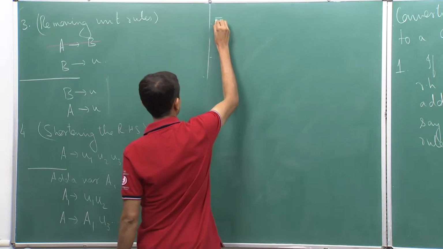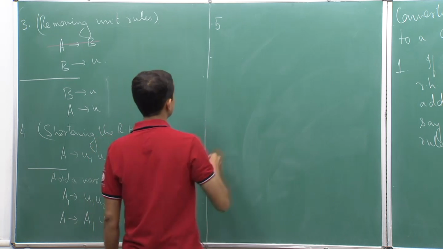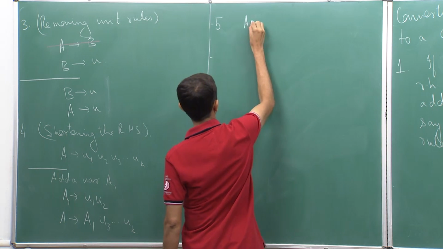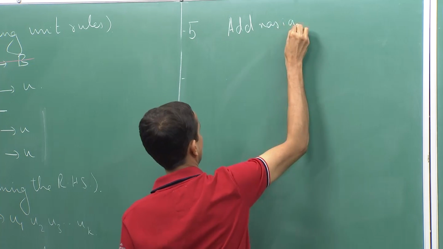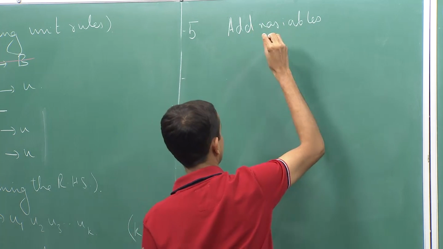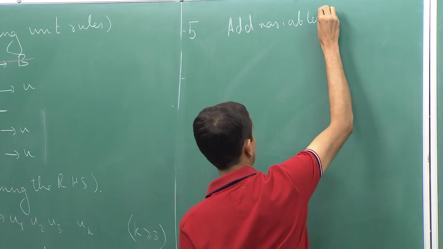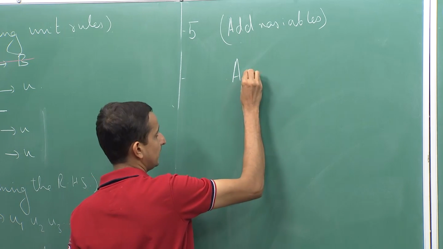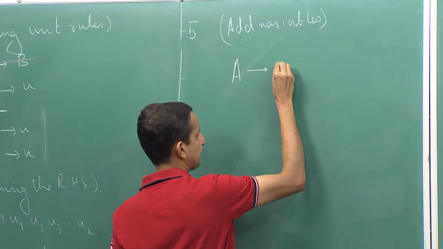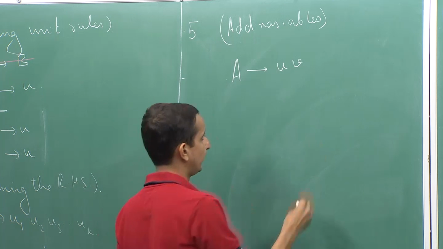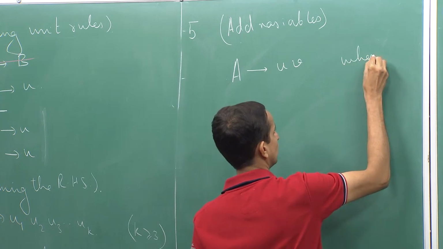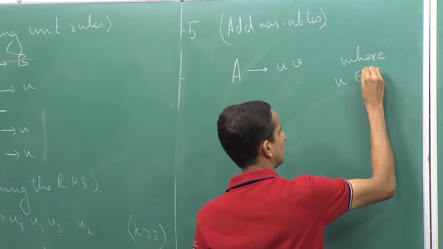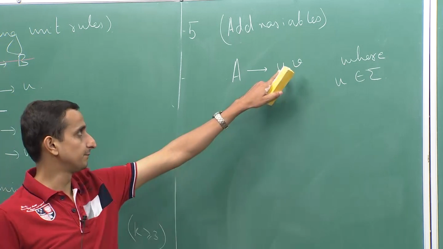And the last step of the algorithm is to make sure that there are only... so adding necessary variables. For example, let us say that I have a rule of the form A going to uv, where, let us say without loss of generality, u is a terminal symbol. Okay, so u is not a variable.